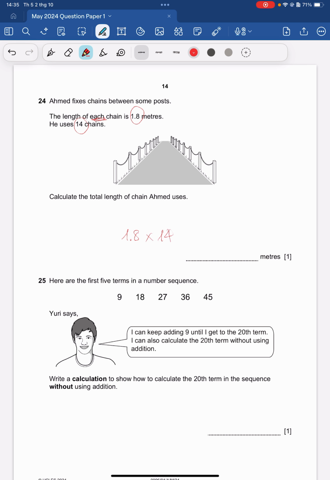Okay, to multiply decimal numbers, you just ignore the point and do like 18 times 14 and get 252, and we have 1 place after the decimal point. So let's move the point 1 to the left. The answer is 25.2.